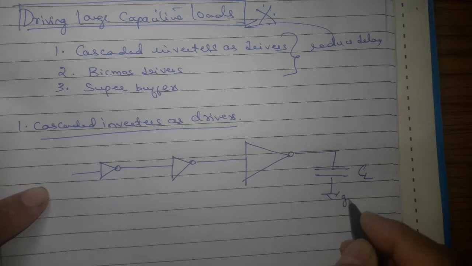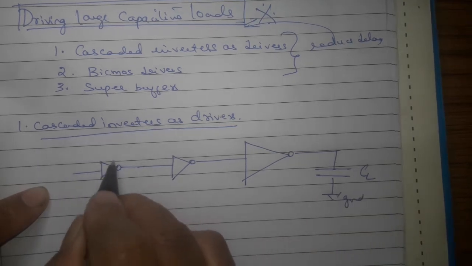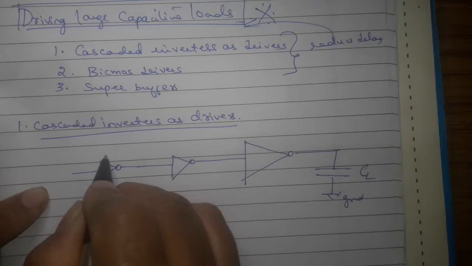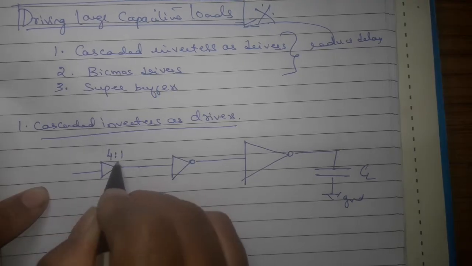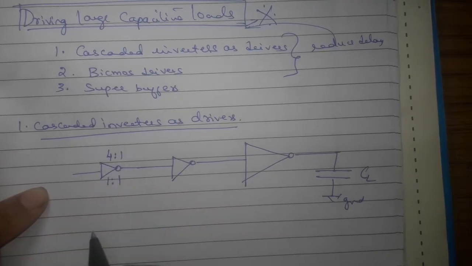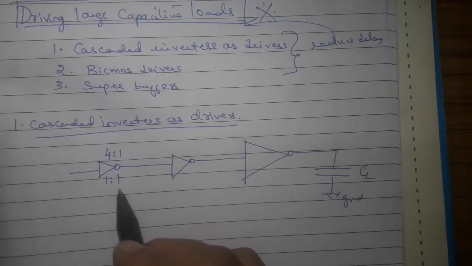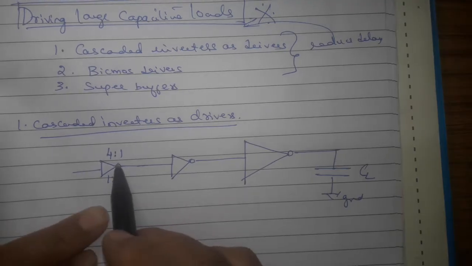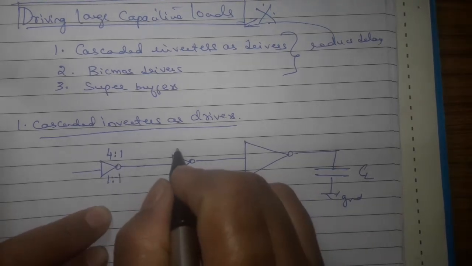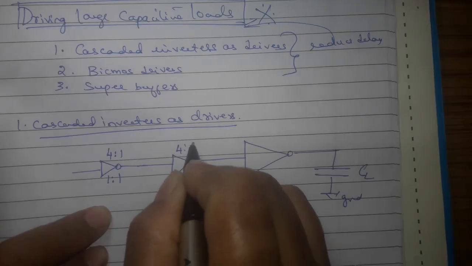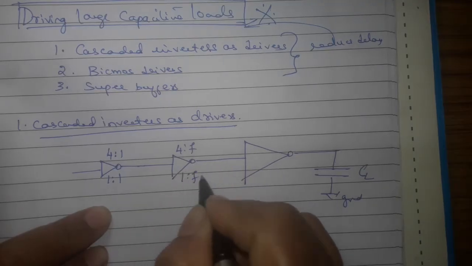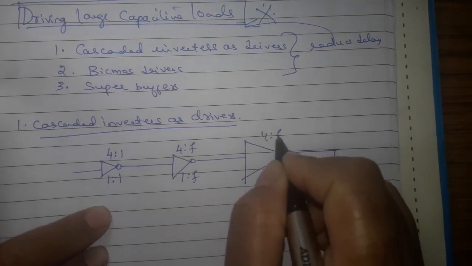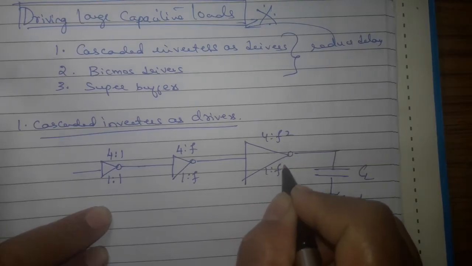This is your CL, this is your ground. What will be the ratio of this? This is a CMOS inverter. Pull up will be 4:1, pull down will be 1:1, because we don't want the rise time and fall time to vary. We want them to be equal, hence I am increasing the size of my PMOS. There it is 4:1. Next will be 4:F, and this is 1:F. Next stage will be 4:F square, 1:F square.